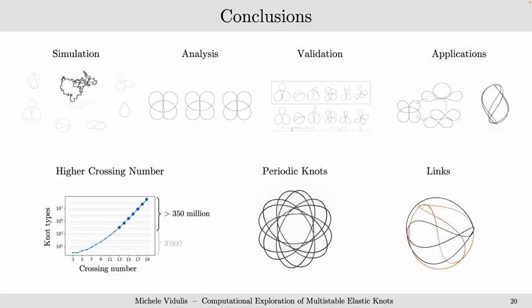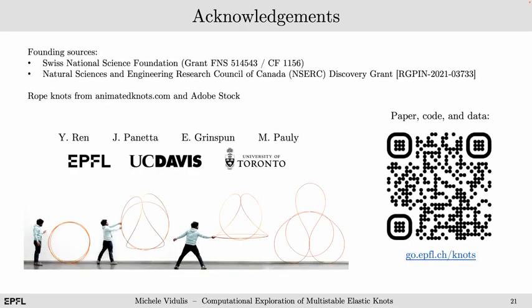On the other hand, links, namely knots with multiple components, open the way for the design of even more complex systems, in which the mechanical behavior is dictated by the topology of an ensemble of simple elastic wires. So, if you want to help us explore this fascinating and yet largely unknown space, please visit our website to access the data and the code.